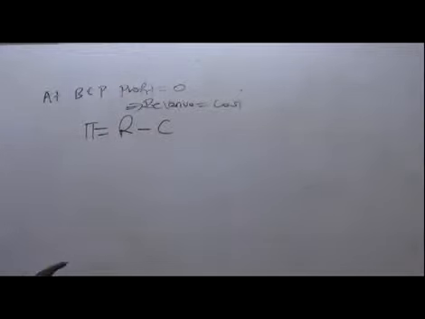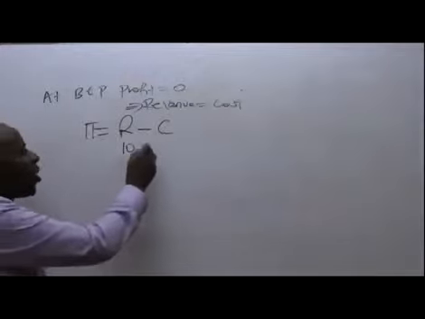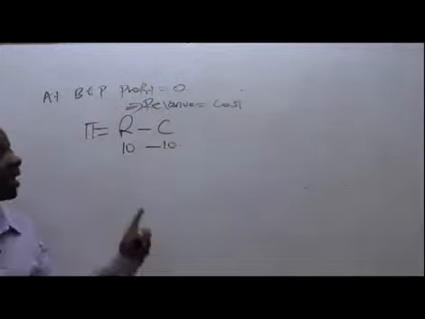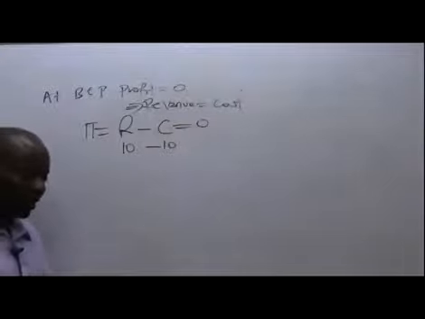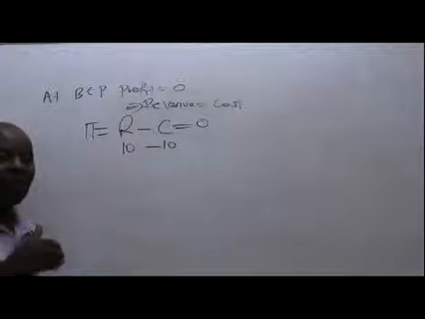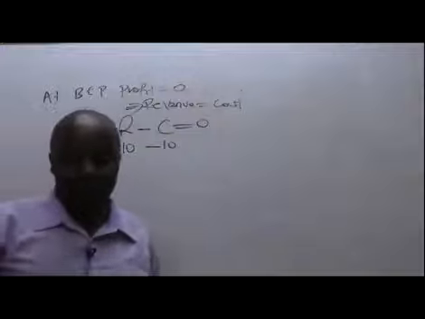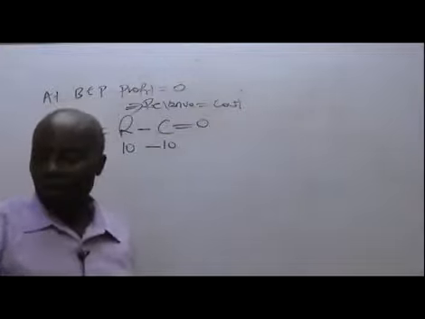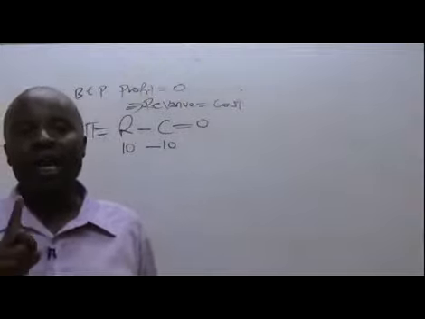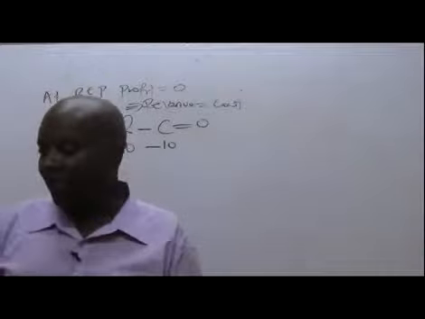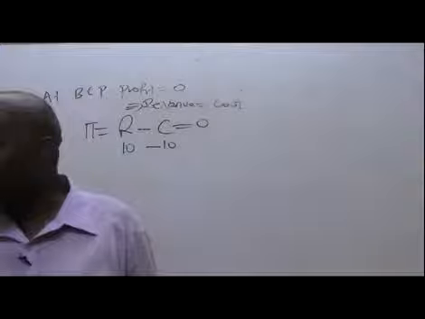And as Carol tells us, if, for example, we generate 10 in form of revenue and the cost is exactly 10, then when you subtract the two, you'll end up getting 0. So she's right. At the break-even point, profit equals 0. But you haven't yet answered my question. My question was as regards the formula of getting the break-even point.